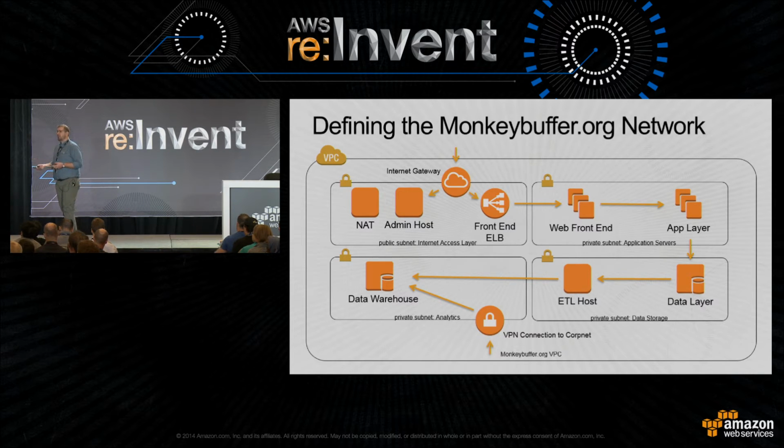The admin host has to be on the internet, and so we put that in the public subnet. And then we've also created a subnet for the data warehouse. Instead of giving that direct internet gateway access, we use the VPN connection, which is going to connect back to our business. And that way, the BI team can get to it, but we don't have to worry about it being hit from other people.